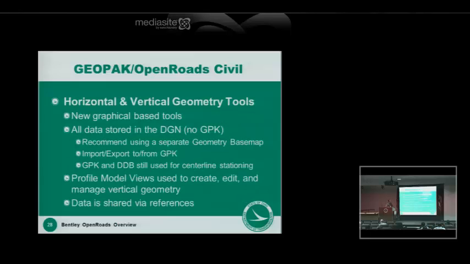Okay, so I mentioned horizontal and vertical geometry tools for OpenRoads. The horizontal tools are in SS2. There was no vertical. Now there's vertical tools. They're all graphical-based tools. They're not a comprehensive replacement for GeoPak COGO.